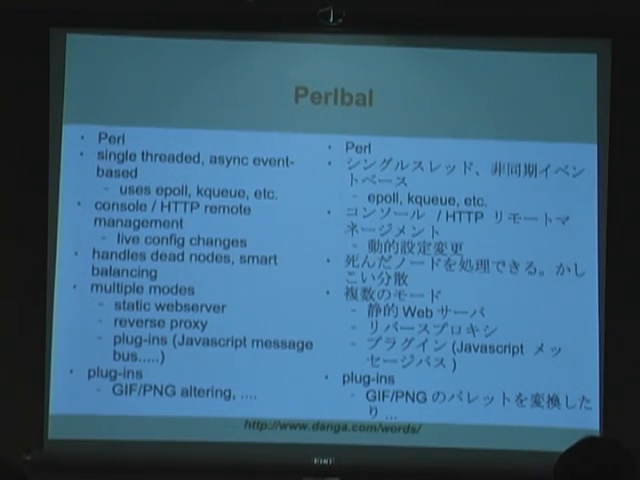So Perlbal lets you change all the config at runtime. It deals with all the stuff like dead nodes and smart balancing. It has hooks all over the place, so you can make Perlbal do just about anything if you implement the right hooks.